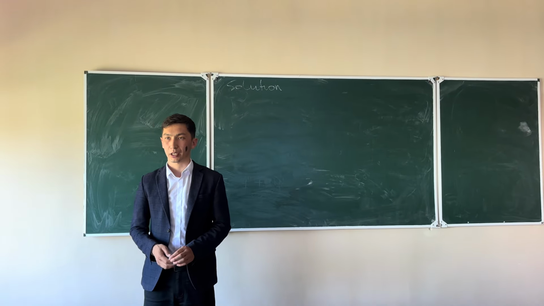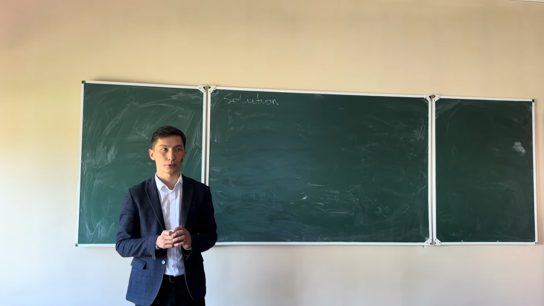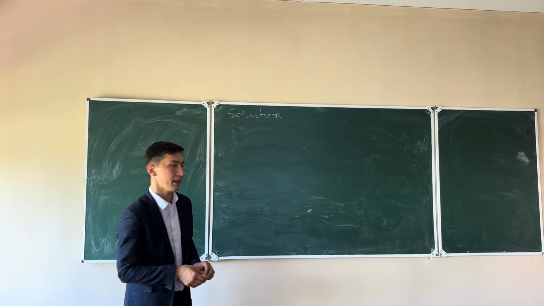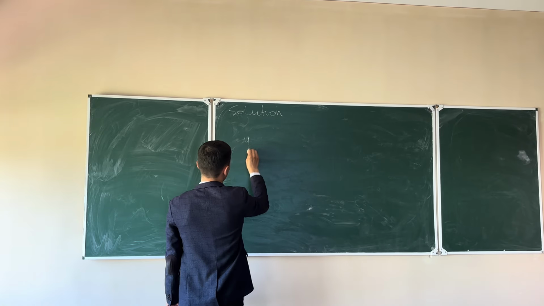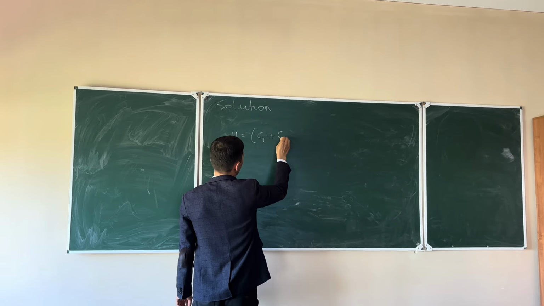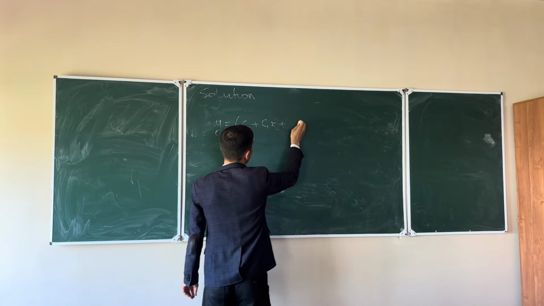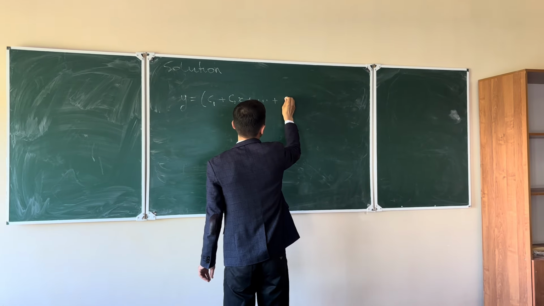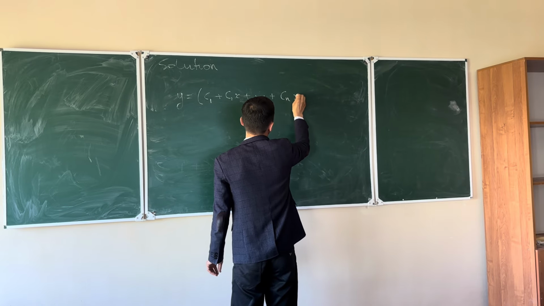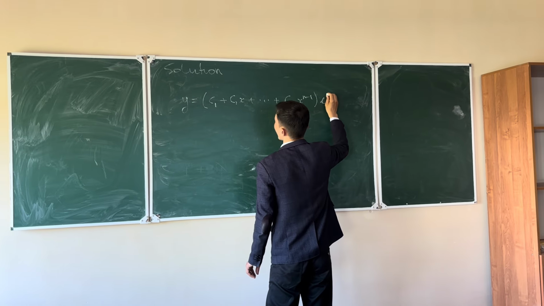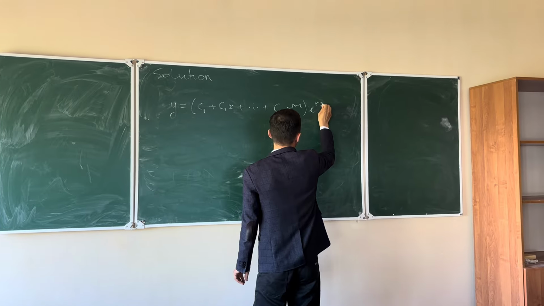Solving the characteristic equation, we can get repeated roots. If a root r has multiplicity k, then the solution can be written as y is equal to C1 plus C2x plus and so on, plus Ck x to the power of k minus 1, times e to the power of rx.